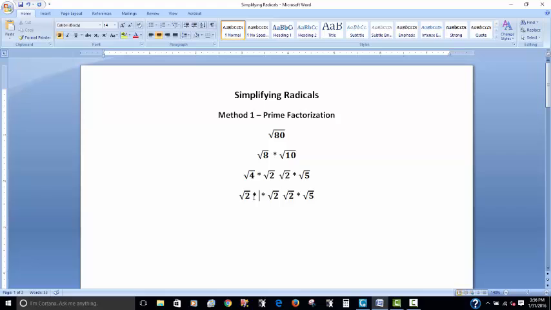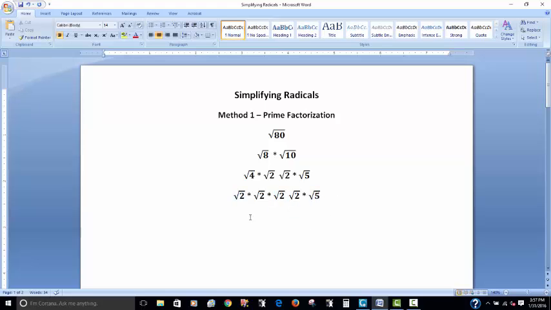times radical 2. All right, so it looks like we have everything broken down. So I started with radical 80. I broke it down initially as radical 8 times radical 10. I broke the radical 8 down as radical 4 times radical 2. I broke the radical 4 down as radical 2 times radical 2. Then with the radical 10, I broke that down as radical 2 times radical 5. And that doesn't break down any. So here now I have all prime numbers factored.